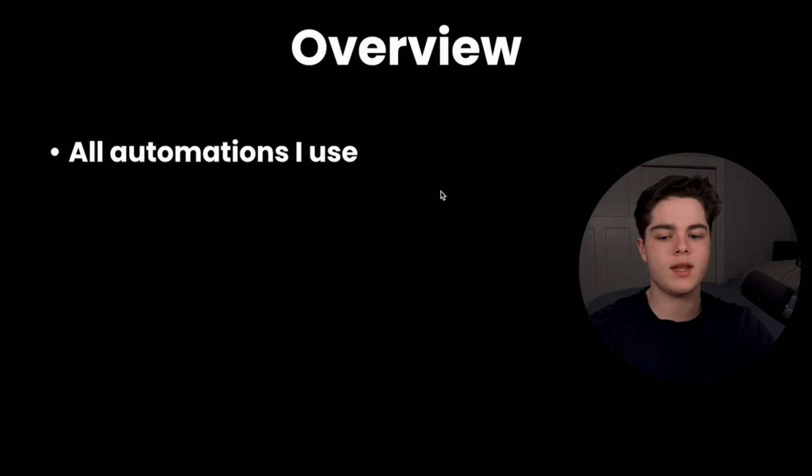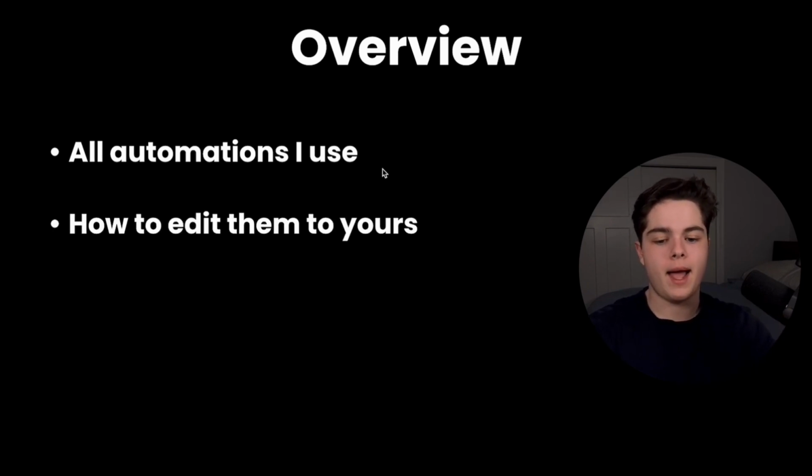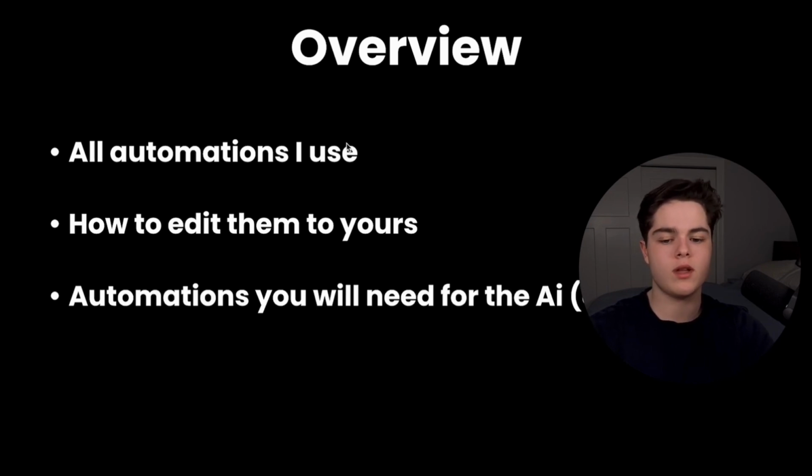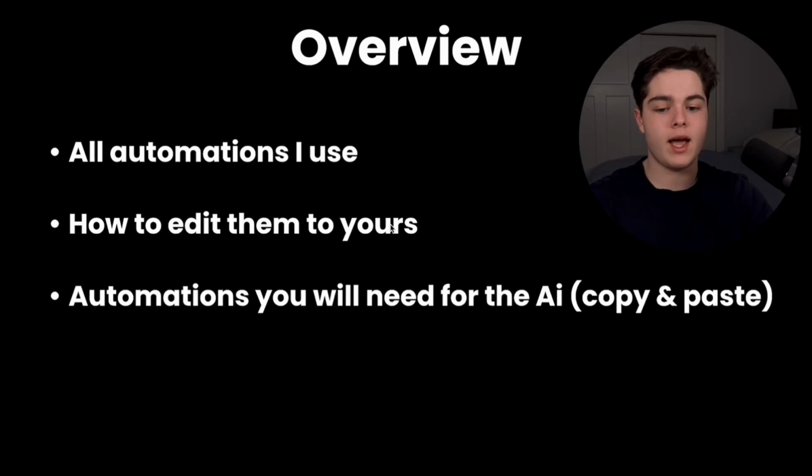You have this in the snapshot, so I'm going to go more in depth on them. I've already explained in the past step what to change in them, but I'm going to go a little bit more in depth, like how to edit them and make them yours. So business name, all that needs to be your stuff. And then the automations you'll need for the AI, which is just, again, a copy and paste. So let's go over to it.